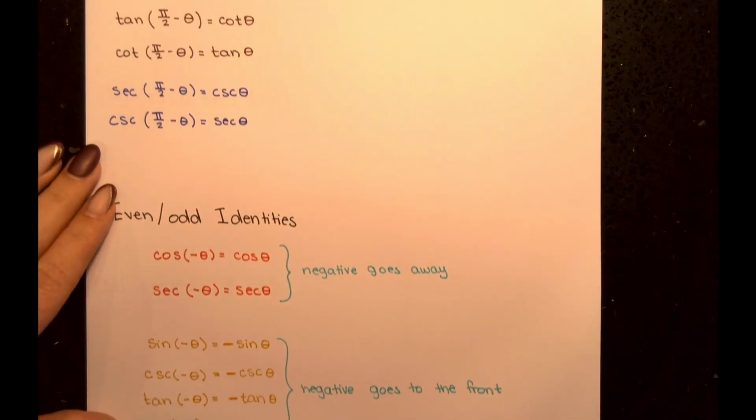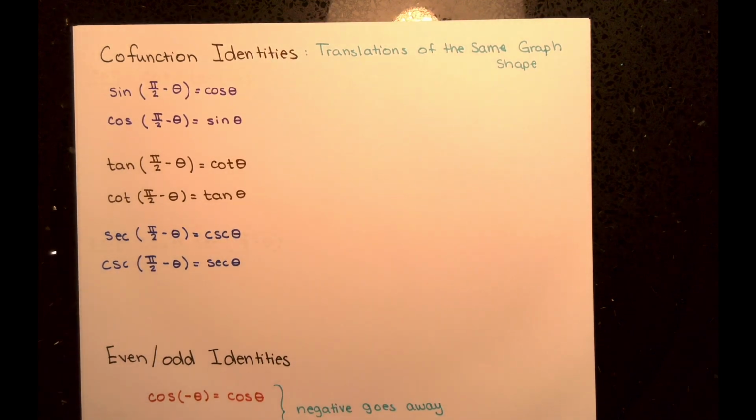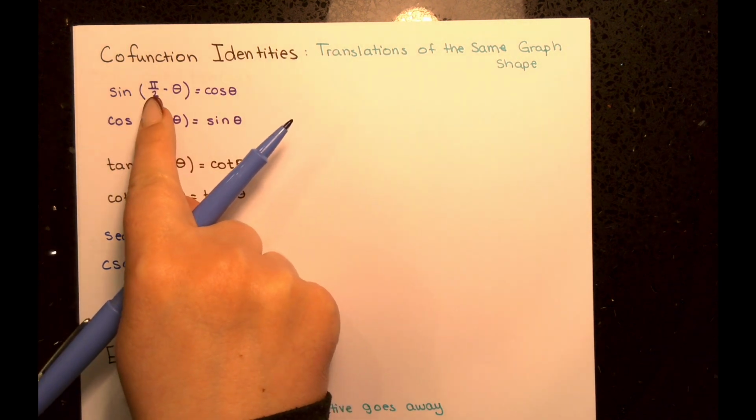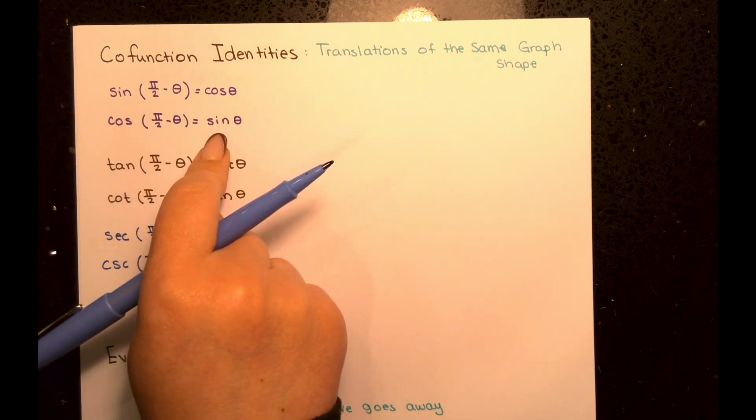All right. Okay, so new ones. Introducing to you for the very first time are cofunction identities. Now, cofunction identities look scary, but I promise you they're not. They are just translations of the same graph shape. In our discussion of sine and cosine, we said that a sine wave, when graphing, blends into a cosine wave. So if we shift it by some angle measure like theta, your sine wave becomes your cosine wave, and your cosine wave becomes your sine wave.